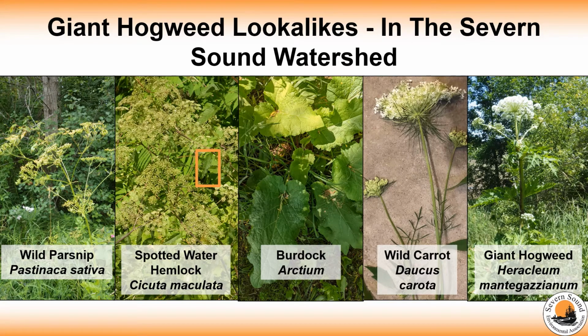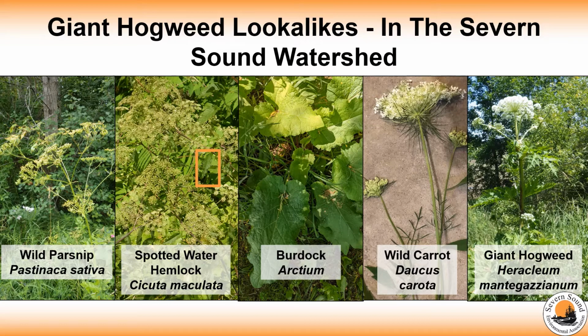Next is spotted water hemlock, also a part of the carrot family. Both of these species have the white umbels, and the main way to tell these plants apart is by looking at the leaves. Spotted water hemlock also has a compound leaf, but its leaflets are much more narrow, as I've highlighted in the orange box on the screen.